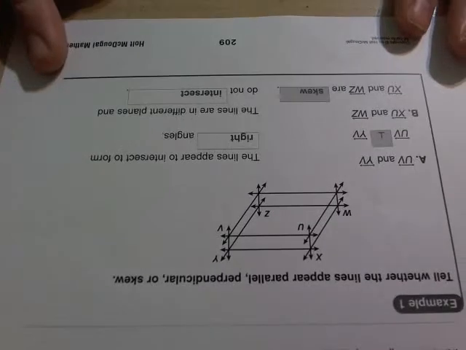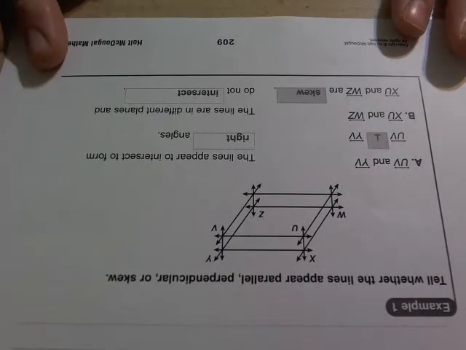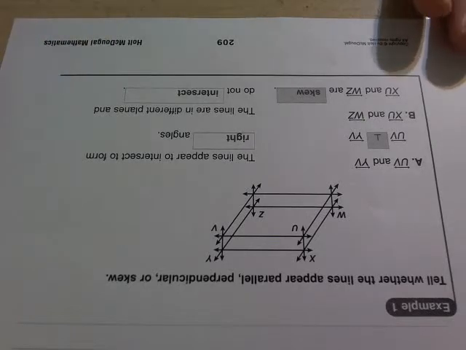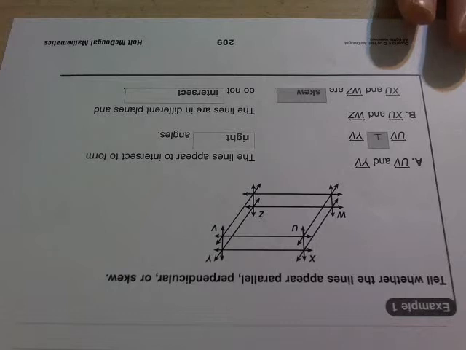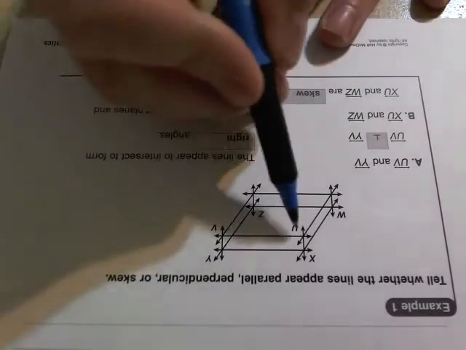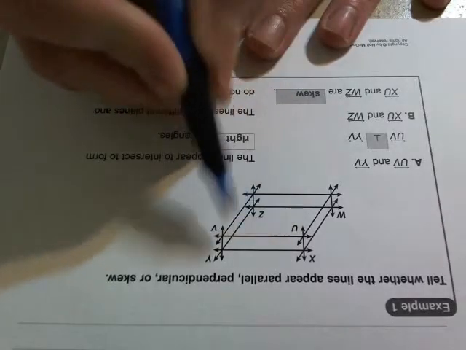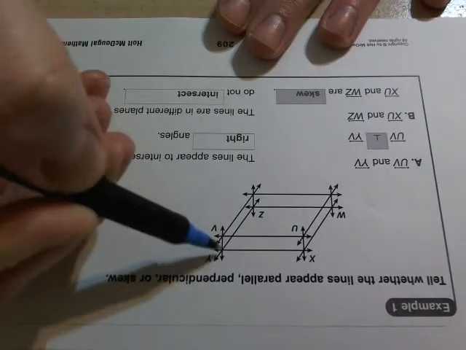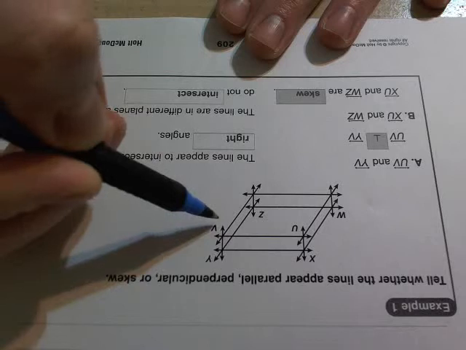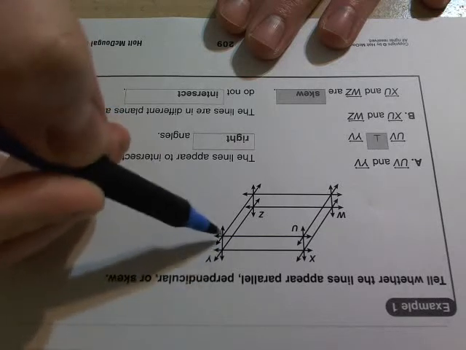All right, so let's go ahead and take a look here at number 1. In number 1, we're supposed to tell whether the lines appear parallel, perpendicular, or skew. And you've kind of got this pigpen type shape, this fenced in area here. And they're asking us about UV and YV. Well, as you can see, UV and YV are both on the back side of the pen here. UV is this line that runs left to right across the page, and YV is the one that runs up down.